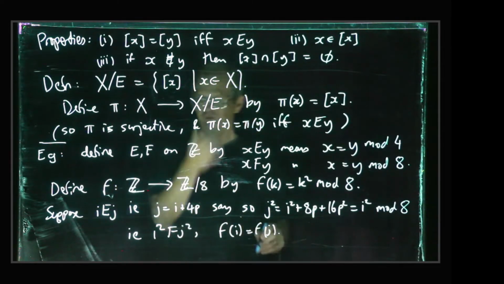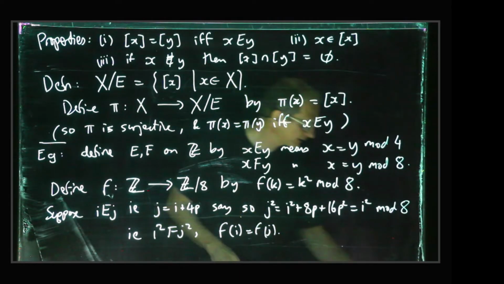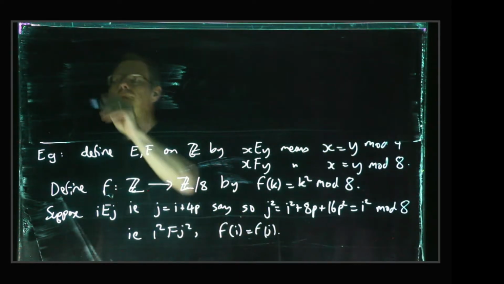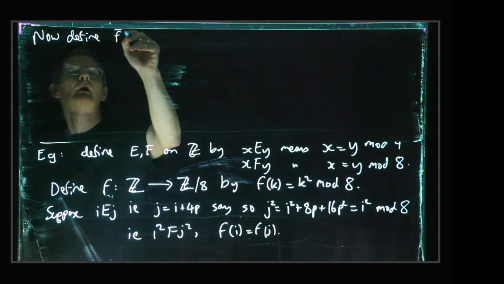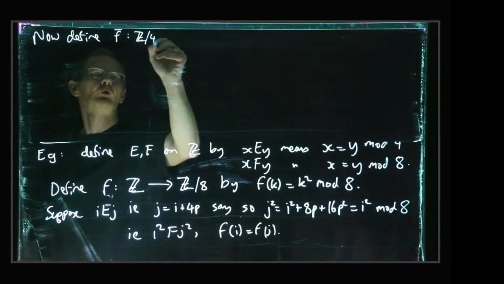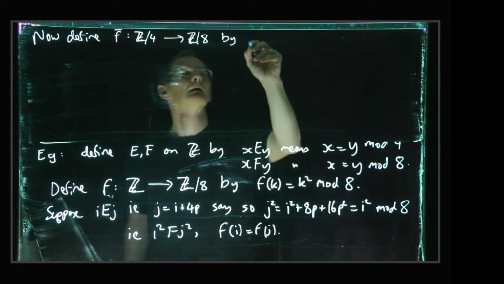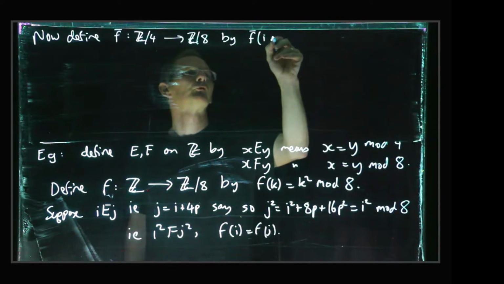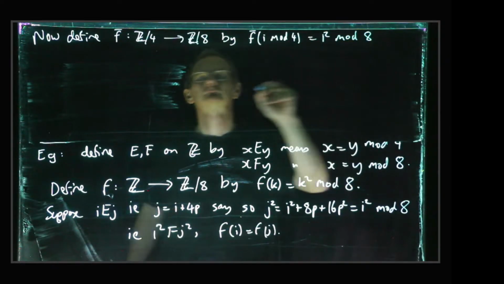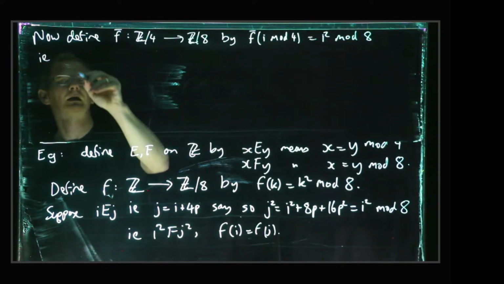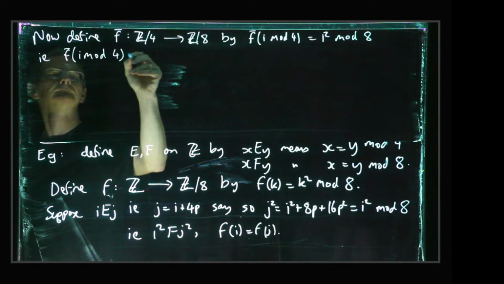So that means that we can define a sort of induced thing from Z mod 4, a squaring map from Z mod 4 to Z mod 8. So now I want to define f bar from Z mod 4 to Z mod 8 by f bar of i mod 4 is i squared mod 8. I.e. f bar of i mod 4 is f of i.